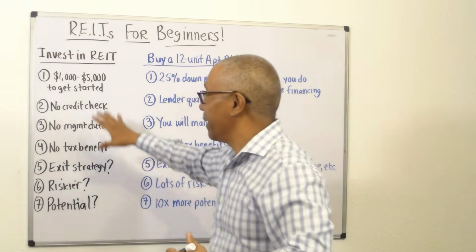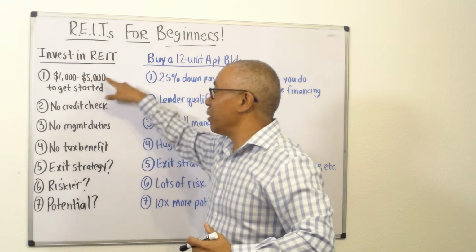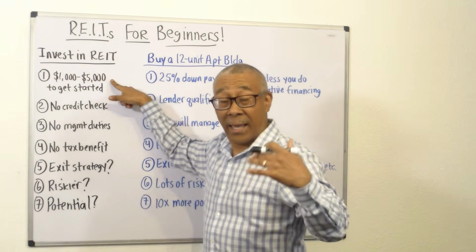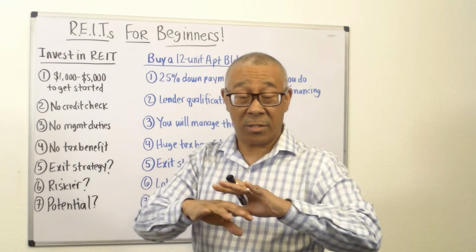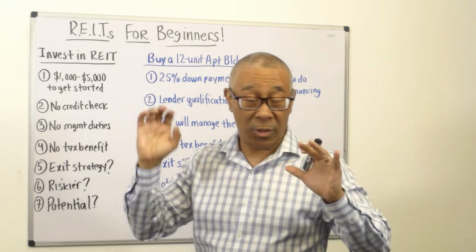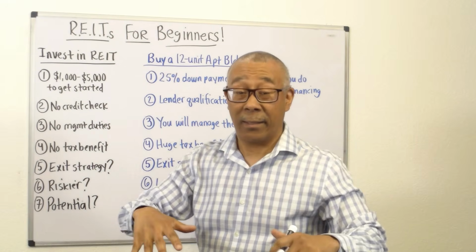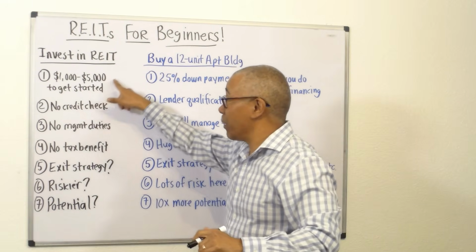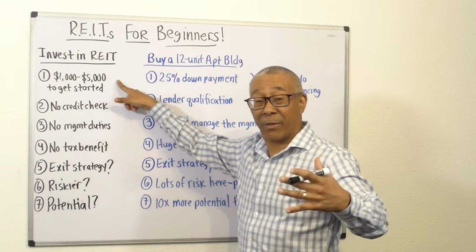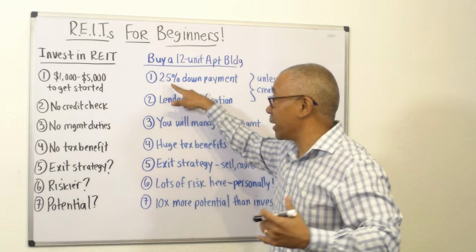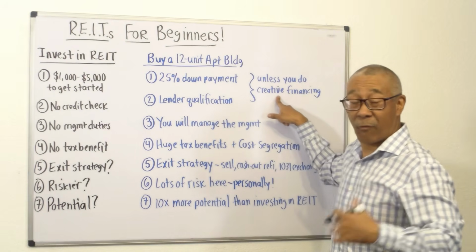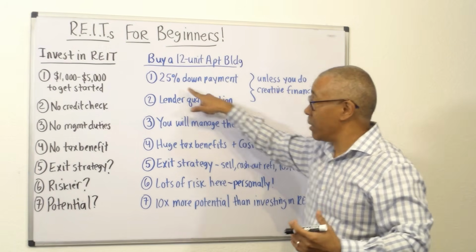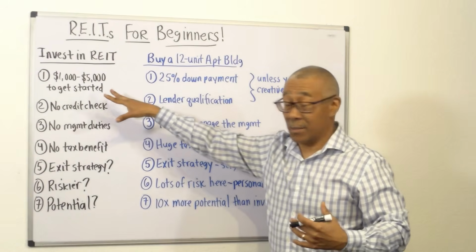Let's get started. All right, so here you are investing in a REIT. You can invest as little as $1,000 or $5,000 just to get started. Okay, so just register online and you deposit your money and you're off and running. Okay, it's that simple. With buying a commercial property, for example, a 12-unit apartment building, you need 25%, okay? Unless you're going to do some form of creative financing, all right? So it requires a lot more money than this, okay?